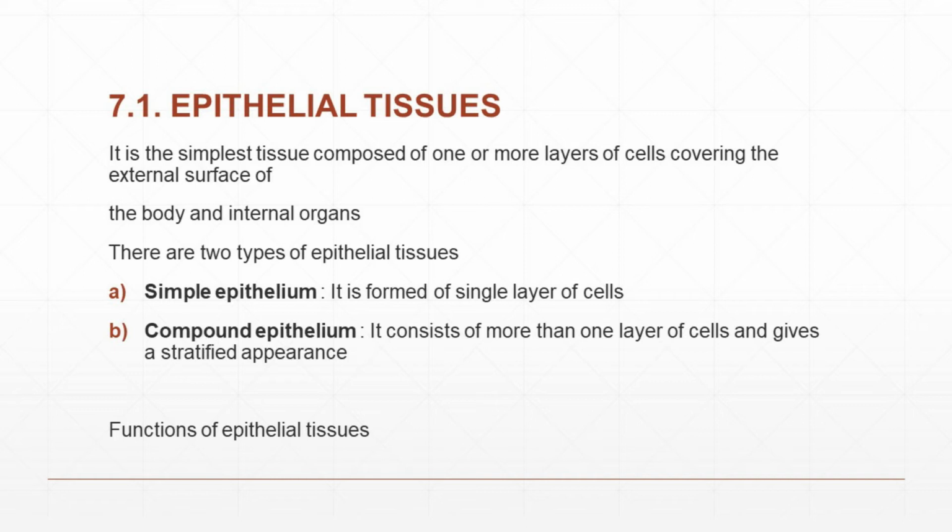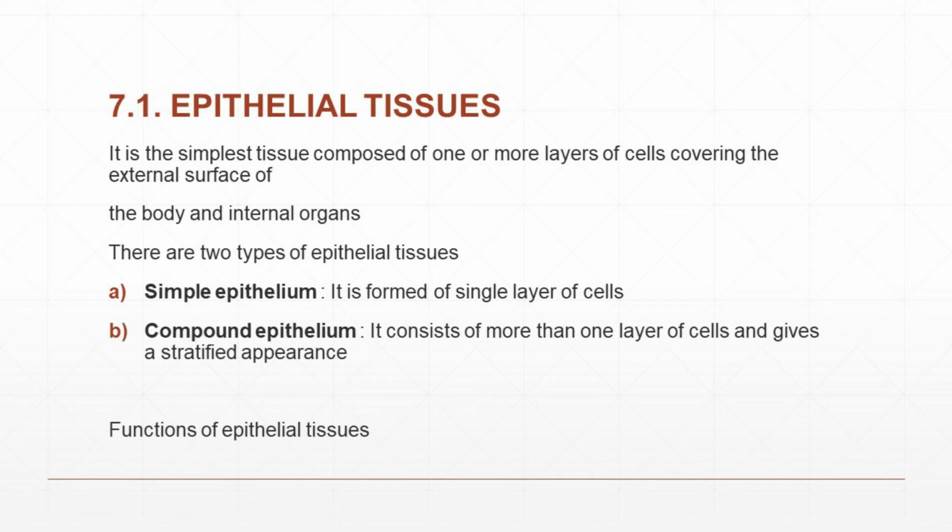Simple epithelium is composed of a single layer of cells resting on a basement membrane. The compound epithelium is composed of several layers of cells. Only the cells of the deepest layer rest on the basement membrane. Now, the functions of epithelial tissue.